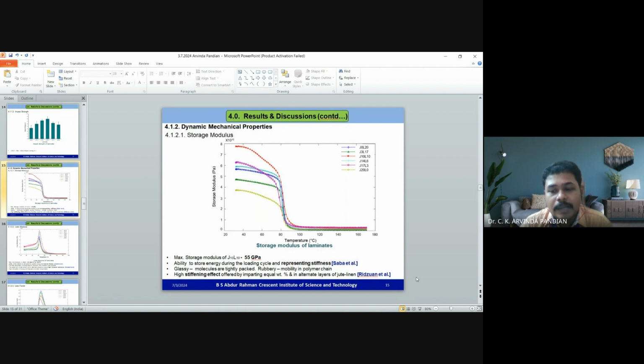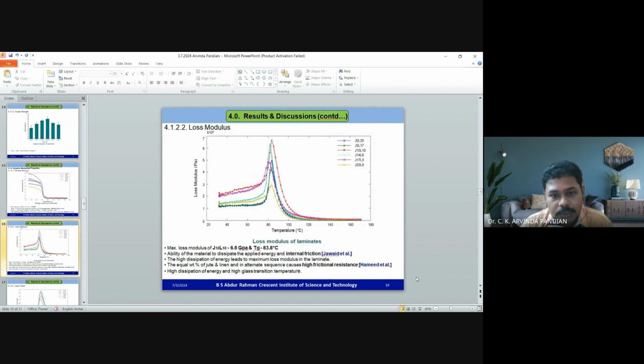Then coming to dynamic mechanical properties, storage modulus. In that case, again similar to our tensile and impact test, J10L10 has given the maximum storage modulus. Storage modulus is nothing but the ability of a material to store energy when it has been loaded with alternating or oscillating forces. Also, the high stiffening effect on the load bearing capability is the reason for the maximum storage modulus. And similar to the storage modulus, loss modulus is also maximum for J10L10.